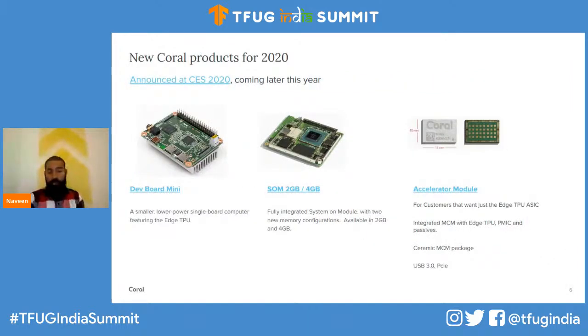Coming soon, we have a mini version of the dev board that you saw in the previous slide. This is much more low power, and it consists of the same HDPU as well, and the same system on module based chip with higher memory, 2 gigs and 4 gigs, and an accelerator module which can be soldered down as a PCIe or a USB connection. So these are all our hardware products. Basically everything is an HDPU in various form factors.